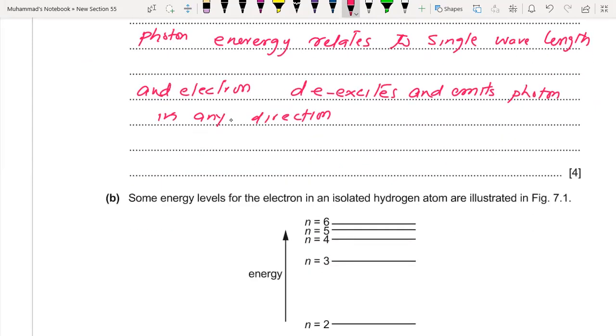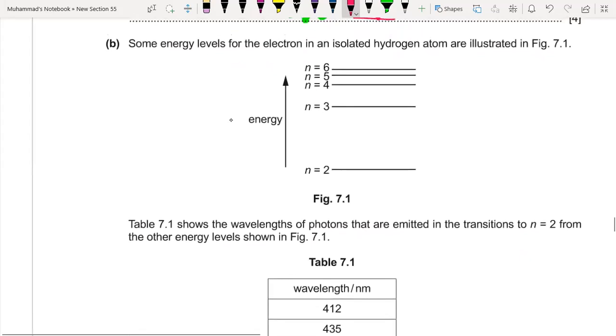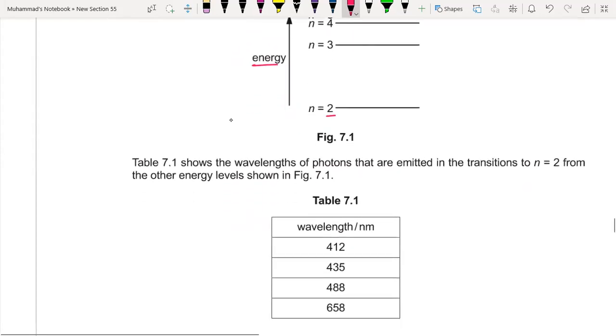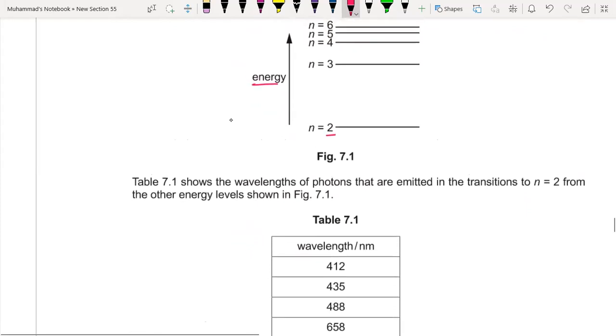So these are the levels of energy of electrons. The photon comes, and the energy of this photon matches the energy of this level. Then this electron will jump to the upper state. This photon will be missed. Some energy levels of electrons in an isolated hydrogen atom are given by this energy versus levels graph. And this table shows the wavelengths of photons that are emitted in the transition to N2 from others.